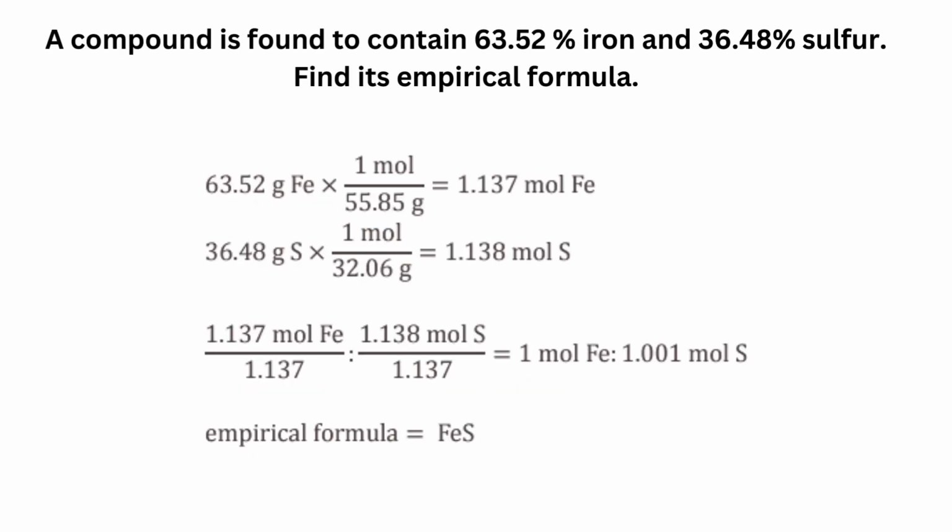A compound is found to contain 63.52% iron and 36.48% sulfur. Find its empirical formula. The formula is being calculated as FeS.